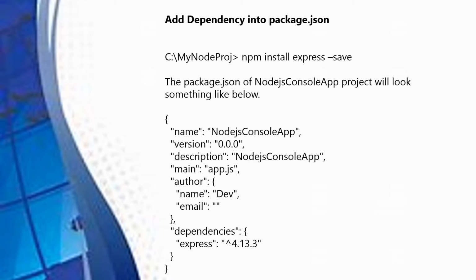Consider more about adding the dependencies to package.json. Use --save at the end of the install command to add a dependency entry into the package.json of your application. For example, the following command will install Express.js in your application and also add a dependency entry into the package.json. So on your command line interface, enter this command: npm install express --save. The package.json of the Node.js console app project will look like this.